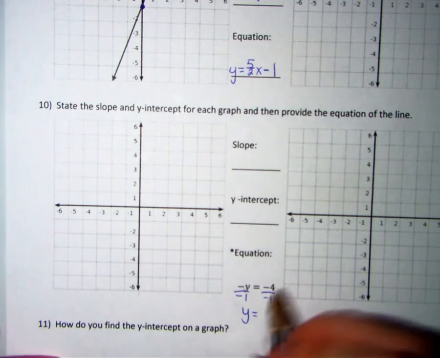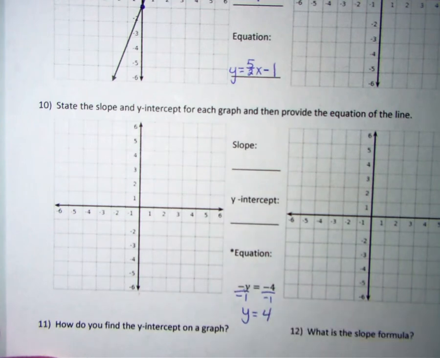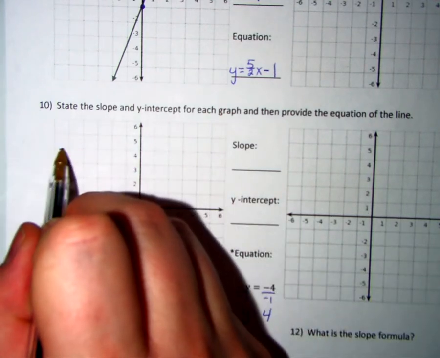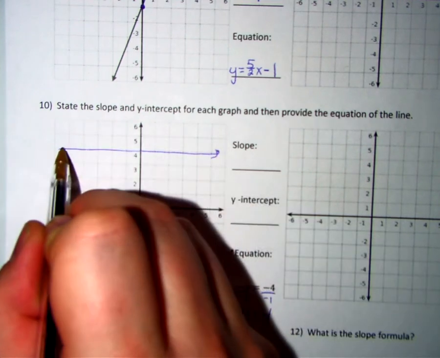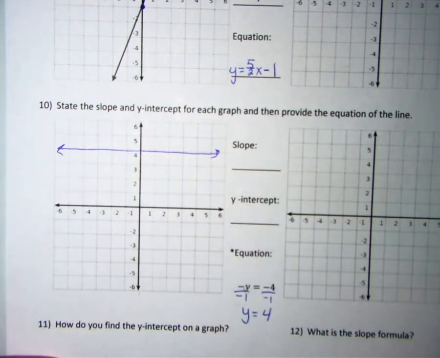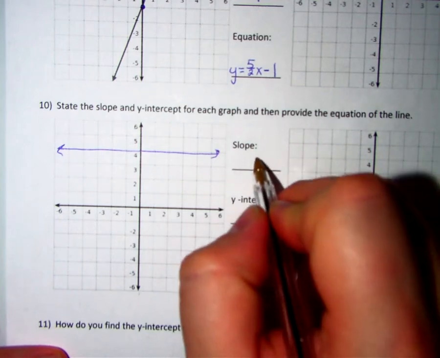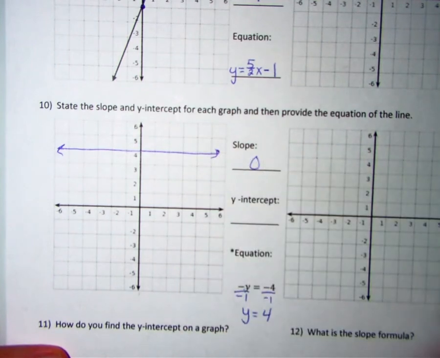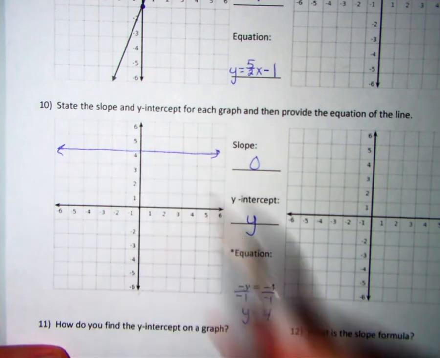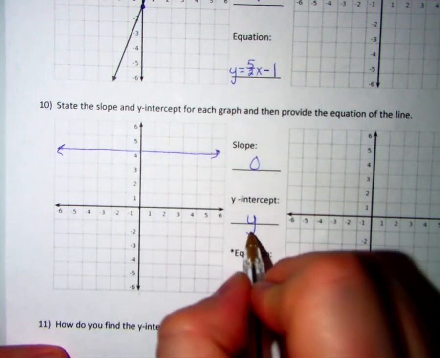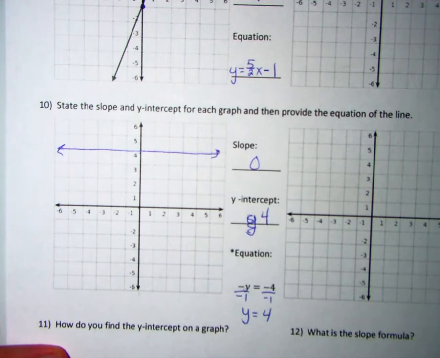Y is equal to +4. Well, since y is equal to +4, we know that we're going to have a horizontal line at +4. And since it's a horizontal line, it has no slope, and its y-intercept is also 4, where it intersects the y-axis. Oh, why did I write y? 4.